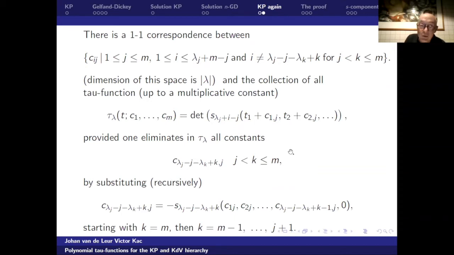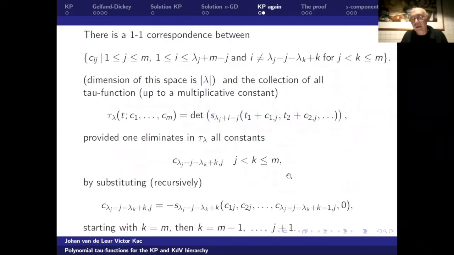And this is the way that you can do that, by simply substituting this equation. If you substitute this equation somehow, these are expressed in lower Cj's, which are sort of lower, right? So with this you can eliminate this variable, and you have to do this recursively. So you first start with the smallest one, and then the next one, and then the next one. And then you really get a one-to-one correspondence between these Cij's that you have here and all different polynomial tau functions. So this is really a one-to-one correspondence.